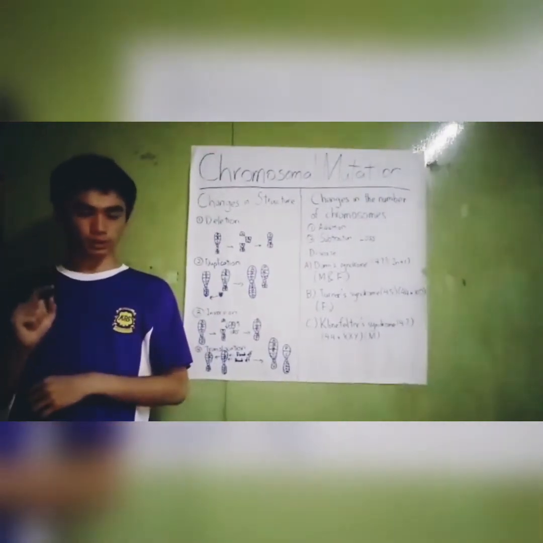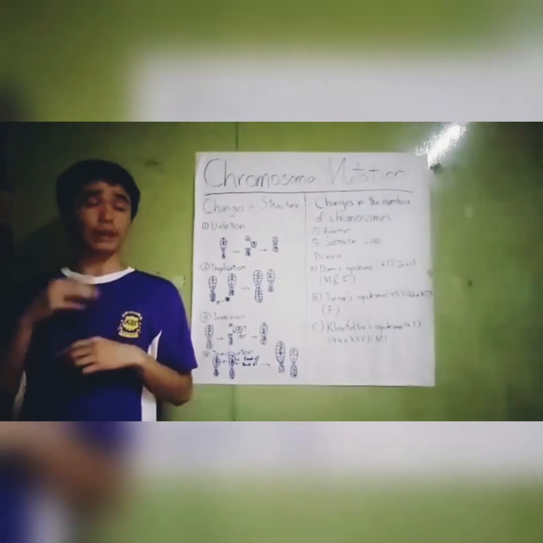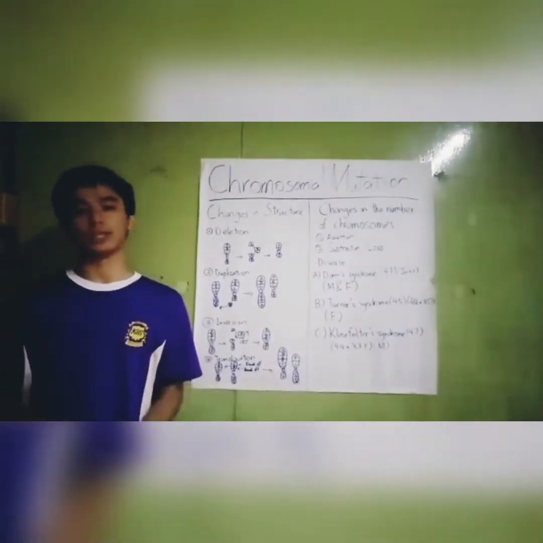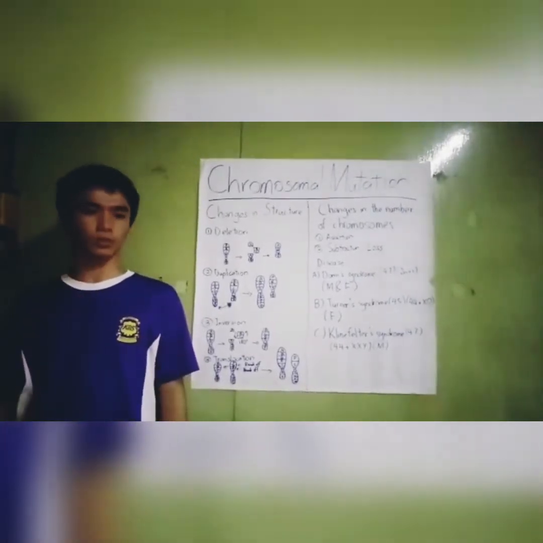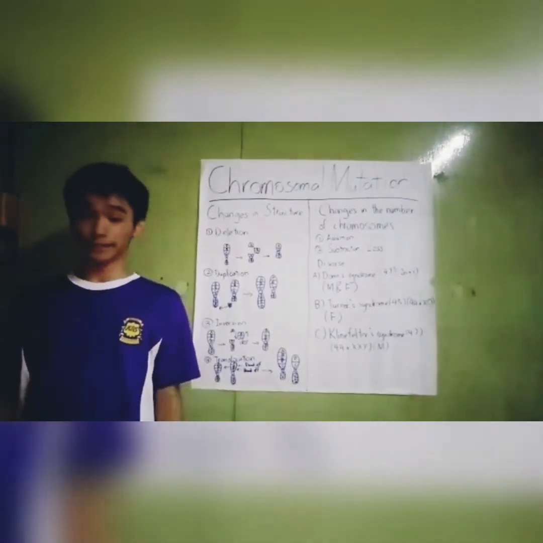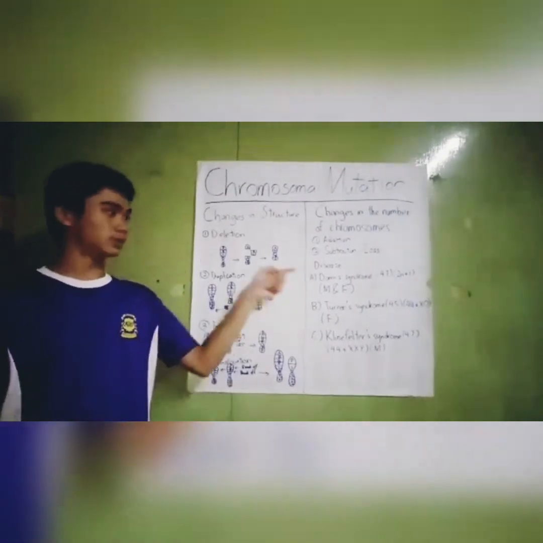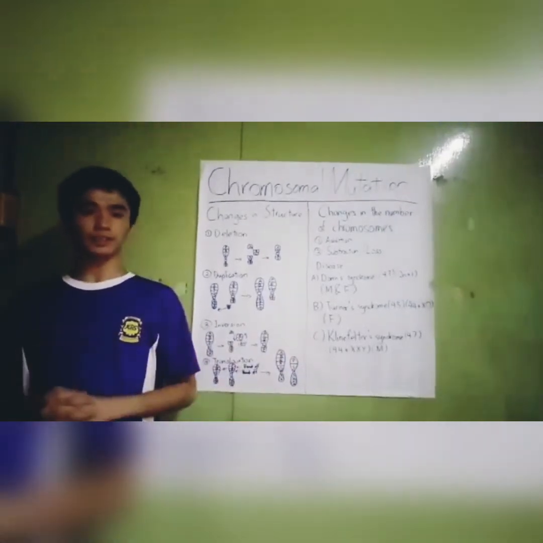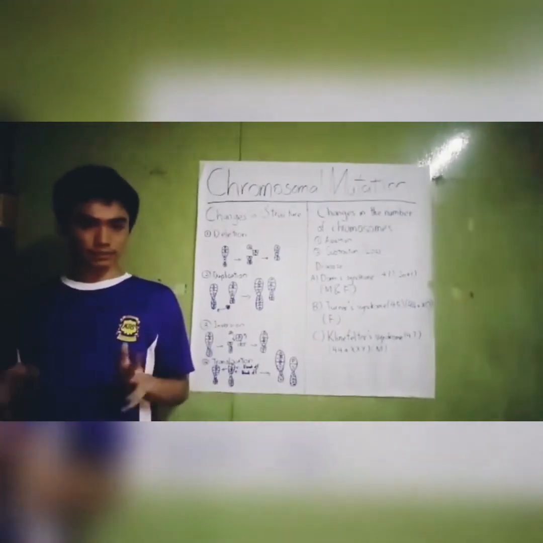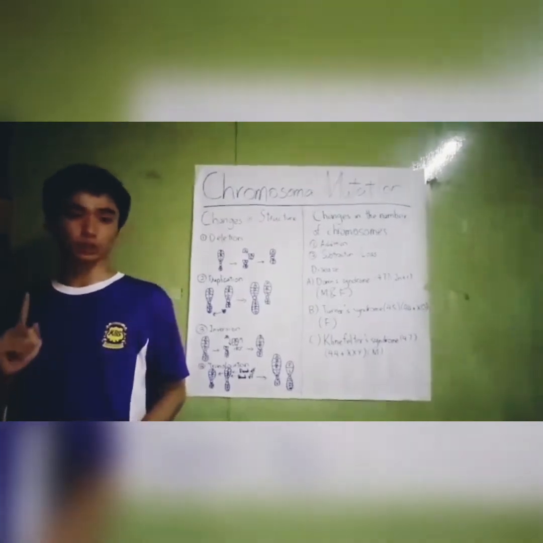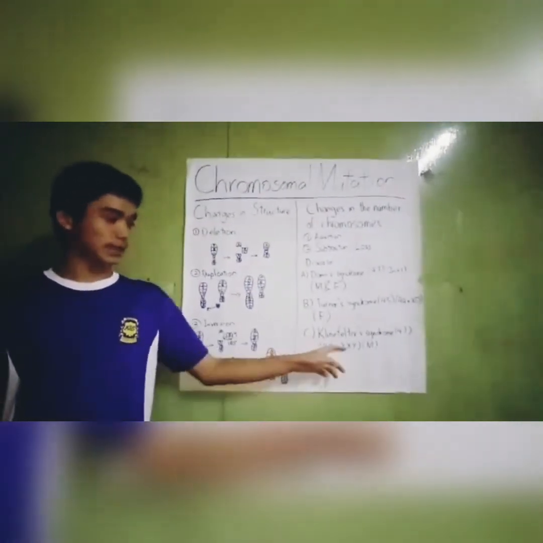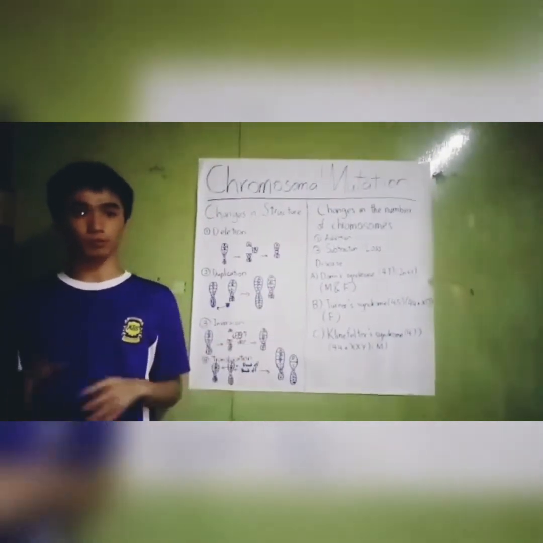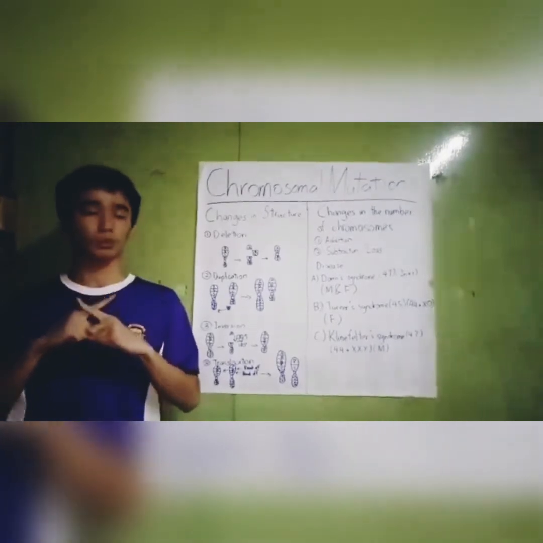Our normal number of chromosomes in humans is 46. If there is an extra chromosome, it will become 47, right? And then it will cause Down syndrome or Klinefelter syndrome. Klinefelter syndrome is the disease that has an extra sex chromosome, that is XXY. And Down syndrome is an extra chromosome which is not a sex chromosome.